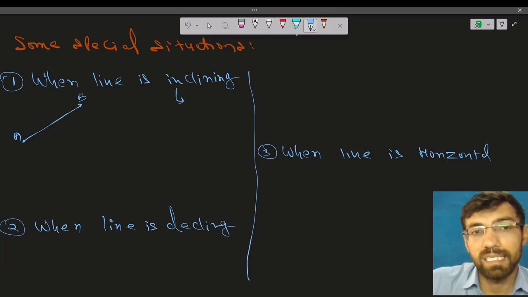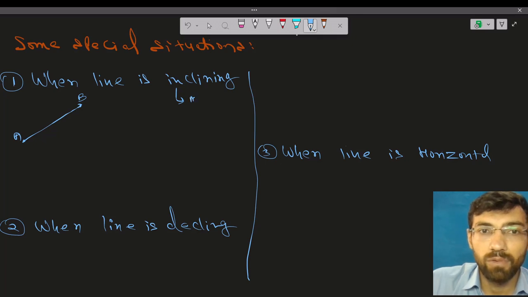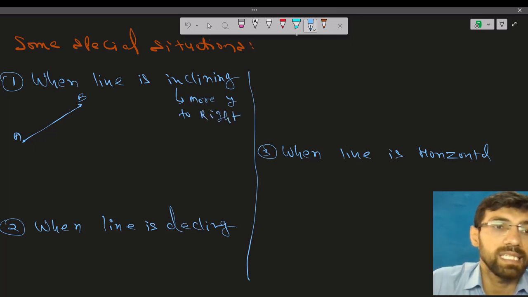Inclining line means, to the right your y coordinate will be more. If you move right, your y coordinate will be more. Okay, more y, if I move to the right. Since B is at the right of point A, so y coordinate will be more of point B.